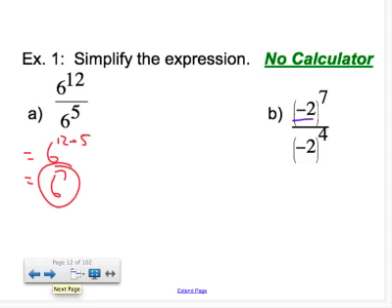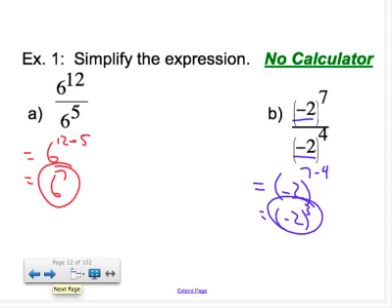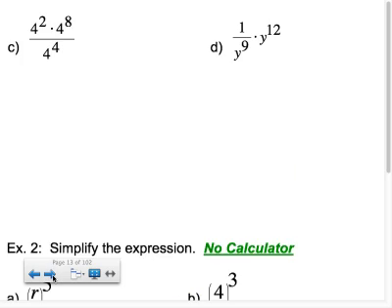Okay, same thing in part B. You have the same base, so you can combine them then by very simply subtracting your exponents. 7 minus 4, so it's negative 2 to the 7 minus 4, which is the third power. That one you could evaluate. That's pretty easy to work with. Negative 2 to the third power isn't quite as large as 6 to the 7th power, obviously.